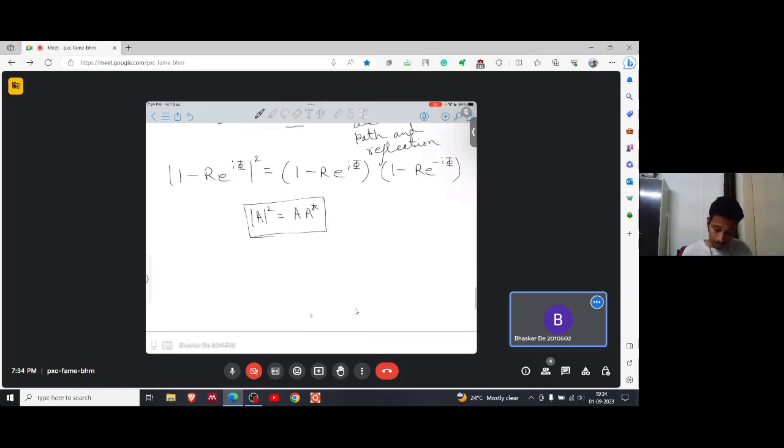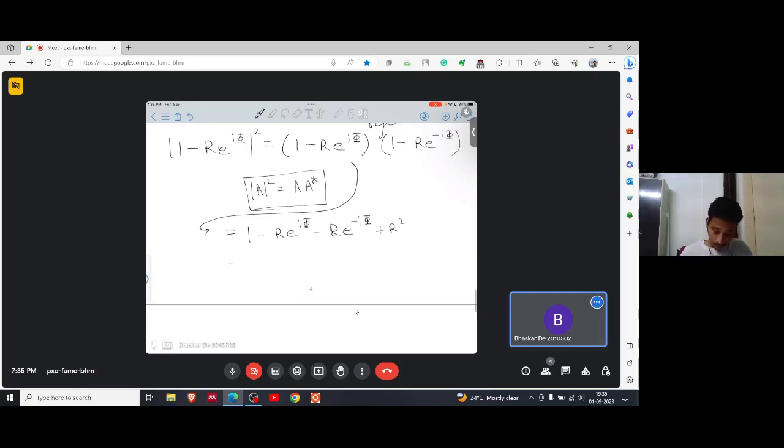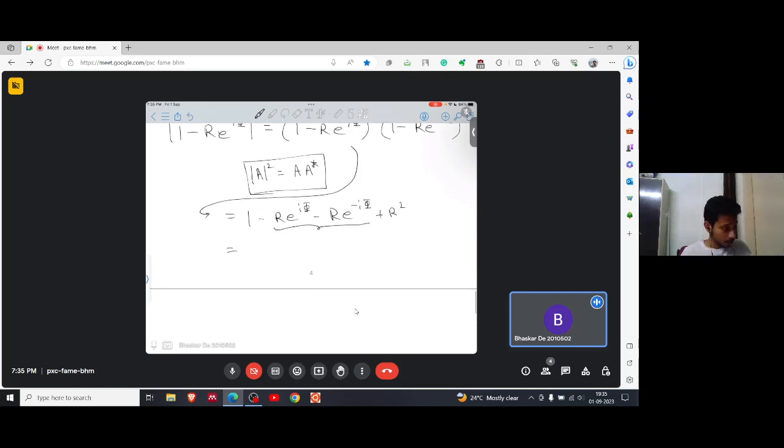So now I will just multiply this and we will have 1 minus r e to the power I capital phi minus r e to the power minus I capital phi plus r square. Now from this term we will have 1 minus 2r cos phi plus r square.